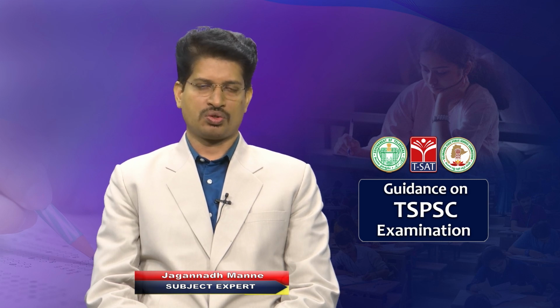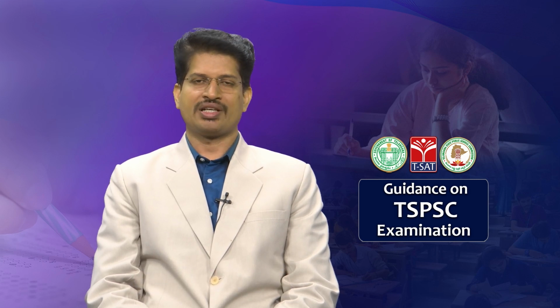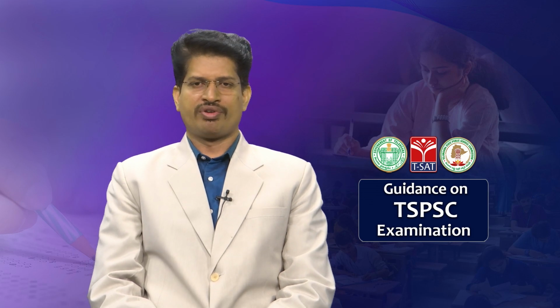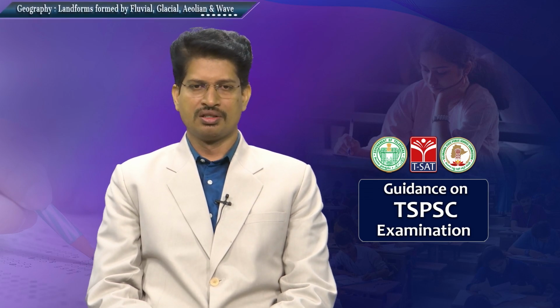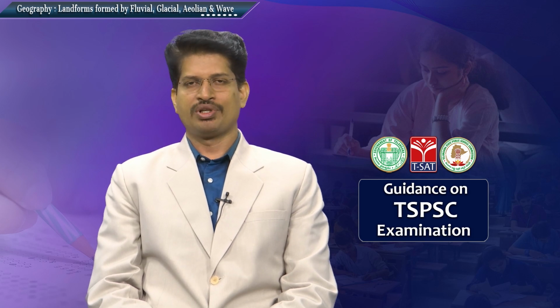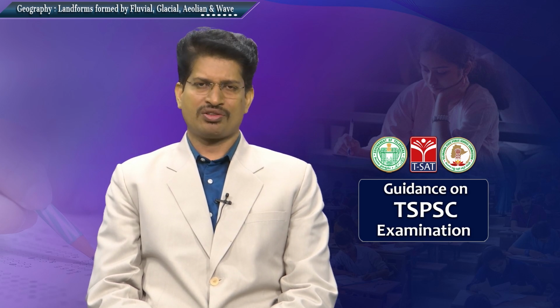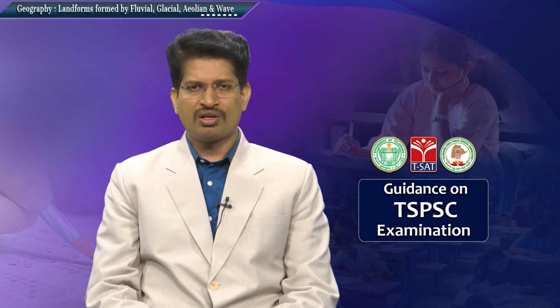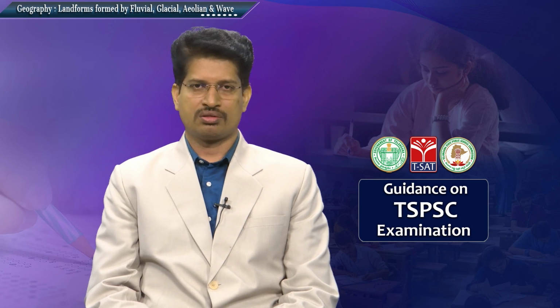Agents of weathering and erosion. So here, in this context, the content of the topic is projected to you. The features which are being formed by fluvial, glacial, Aeolian and wave features. For example, fluvial here implies that the features are being formed because of flowing water.